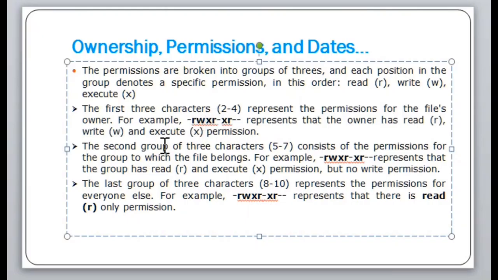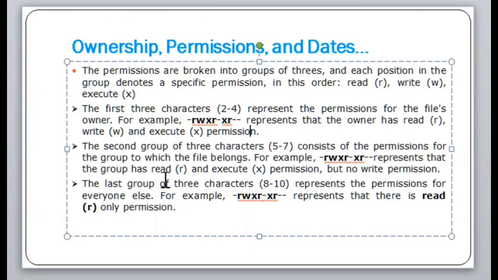But you see those first three there are for the user. Okay. The second group of three characters, 5 through 7, consists of the permissions for the group of which the file belongs. For example, we have read, write, execute, read, execute, and read. This represents that the group has read and execute permissions. So you see the dash in the middle. This means that write is not set for the group.